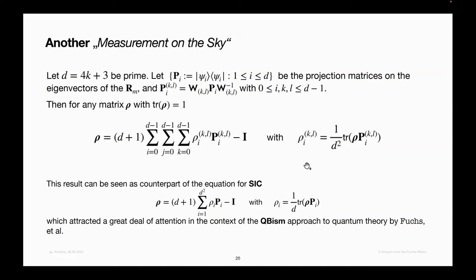This is actually a counterpart to the quite well known equation which got a great deal of attention in the context of the QBism approach to quantum theory. Maybe somebody knows it, by Chris Fuchs and some collaborators, who called it a measurement in the sky, and they used the same equation for the SIC, which also forms a two design. So basically, it shows that this kind of measurement in the sky is not unique to SICs.